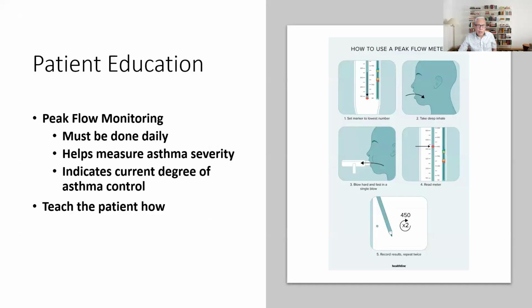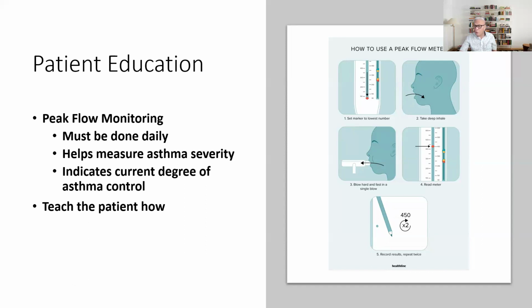One other intervention or education that you need to teach patients is about peak flow meters. Peak flow meters measure the highest airflow during a forced expiration. So the patient has to be taught to do this daily. This is recommended for patients that have moderate or severe persistent asthma. If peak flow monitoring is used, it helps to measure the severity, and when added to symptom monitoring, indicates how much control there is of the asthma.